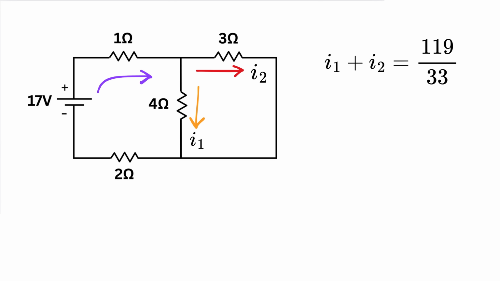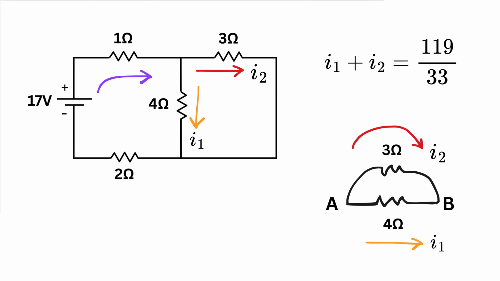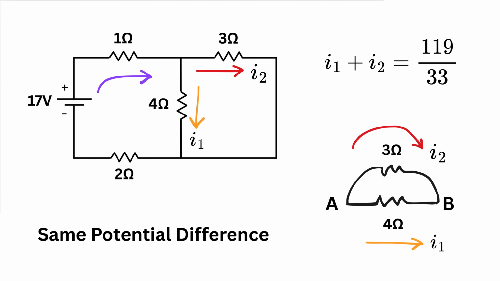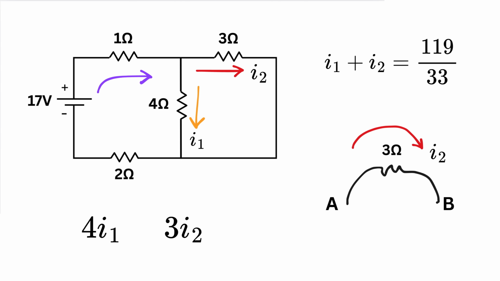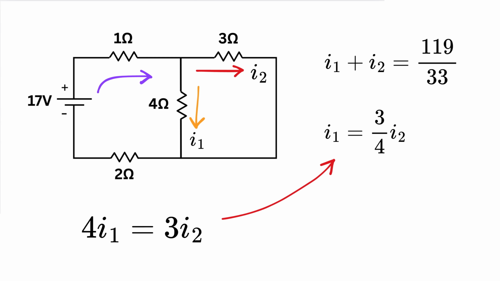Now listen carefully. We have already seen that both these resistors are in parallel because they both have the same endpoints AB. This means both resistors have the same voltage difference across them. So the voltage here is given as I1 times 4, and here it is given as I2 times 3. So equate both of them. We get I1 as 3 by 4 times I2.